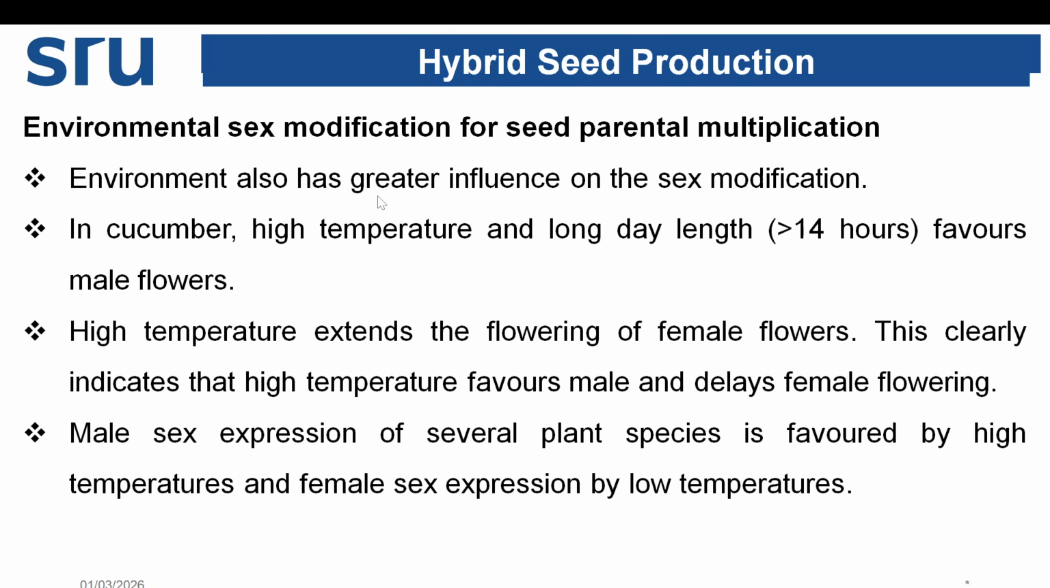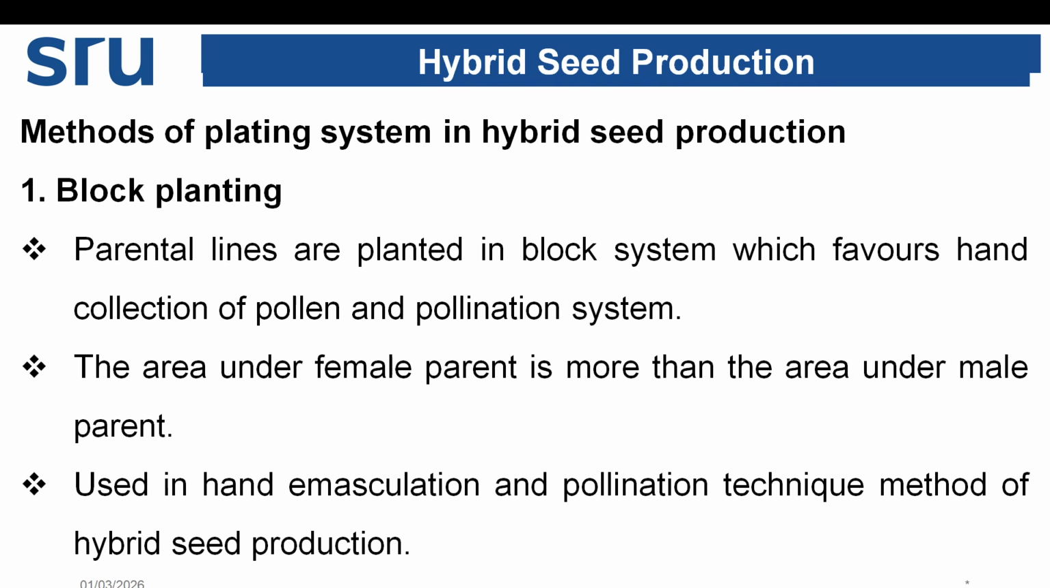So this environment also has a greater influence on sex modification. In cucumber, high temperature and long day length favor the male flowers, and high temperature extends the flowering of female flowers. So this clearly indicates that high temperature favors male and delays the female flowering. So male sex expression of several plant species is favored by high temperature and female sex expression by low temperature.